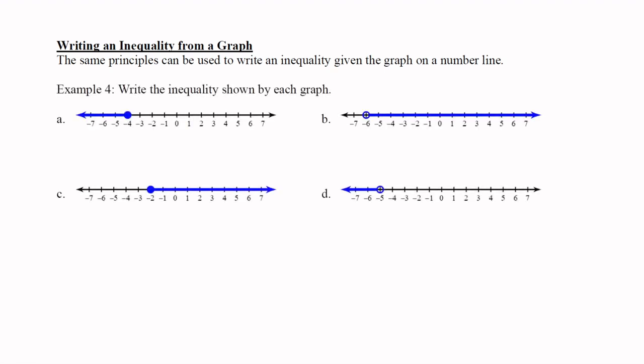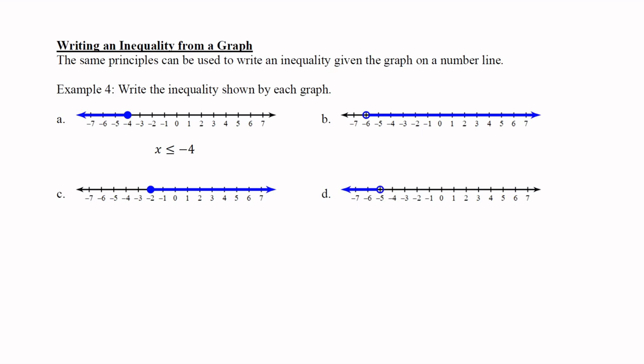Now we can write an inequality from a graph using the same principles that we did to create the graph in the first place. So for example 4 here, we're going to write an inequality shown by each graph. So for each of these graphs, I am going to start with my variable. For A, I'm going to start with x. I'm going to write my inequality in the direction that the arrow is pointing. So in this case, we have a less than. Since we have a closed dot at -4, we include the equals to, and then our value here is -4.